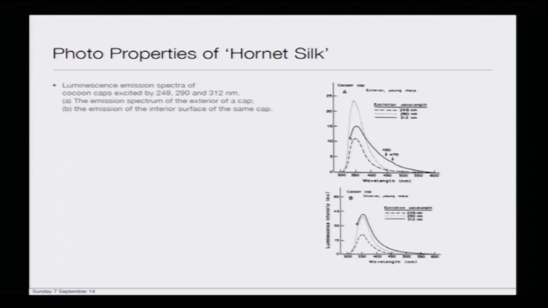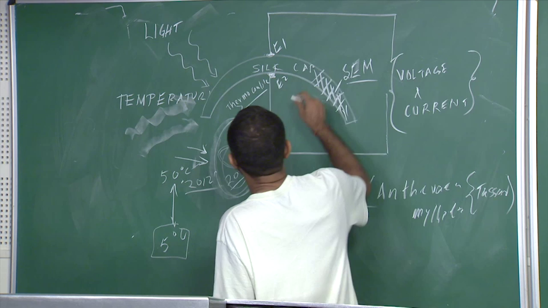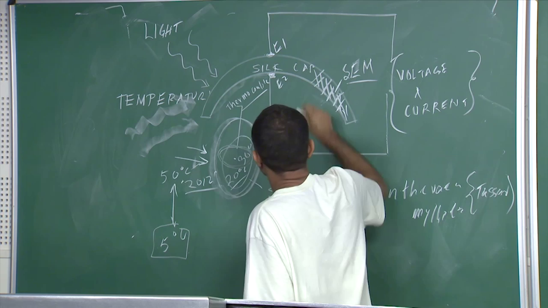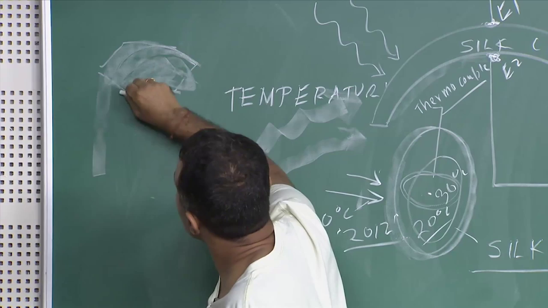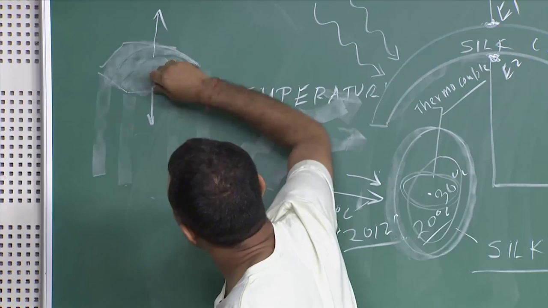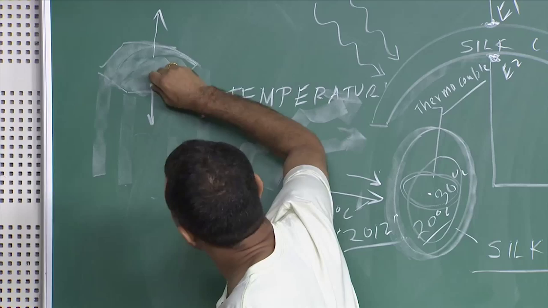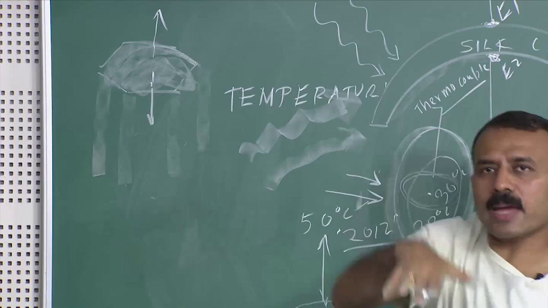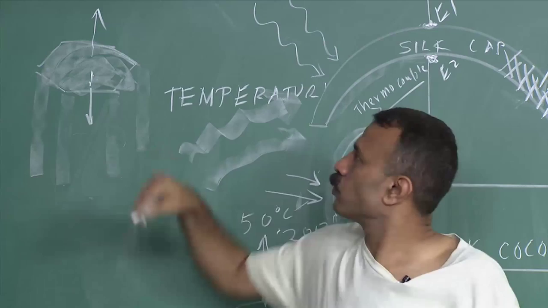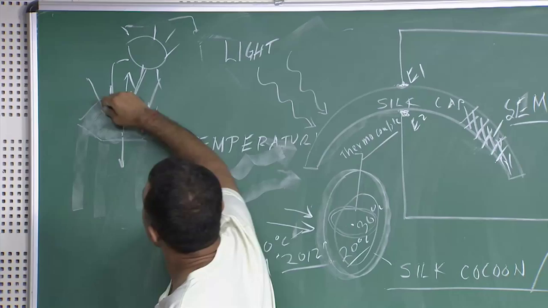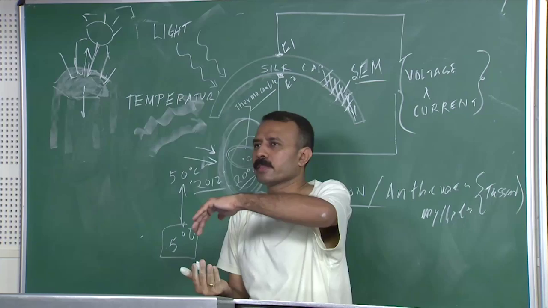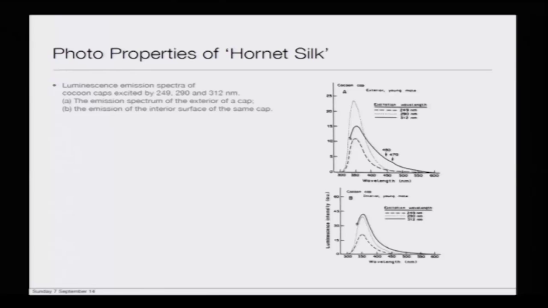There is something very interesting, depending on which side is exposed, the inner side or the outer side, and you have to go back to the structure. This is how it is covered. It has one face facing downward and another face facing upward. The downward face, the one facing inside the nest, has different luminescence properties compared to the face outside, which is directly exposed to the sun or light. If you see these two plots on the slide, they show different intensities, but their emission spectra pretty much remain constant.